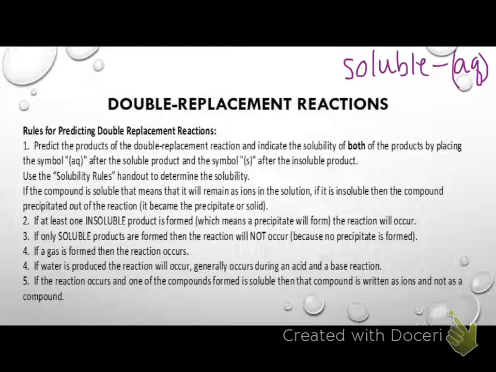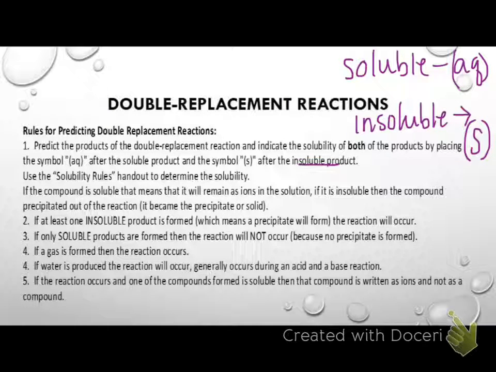If it is insoluble, that means it does not stay dissolved. That means it will form a solid. So if you find out your product is insoluble, you write S behind it for solid. Also, if a gas forms, or a liquid forms, like liquid water, or any pure substance forms, these reactions will happen.